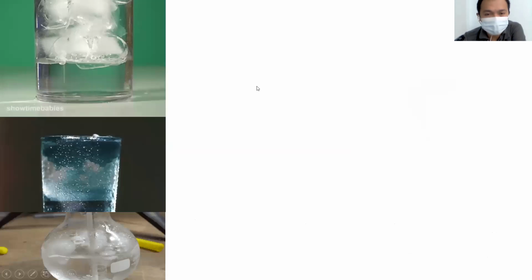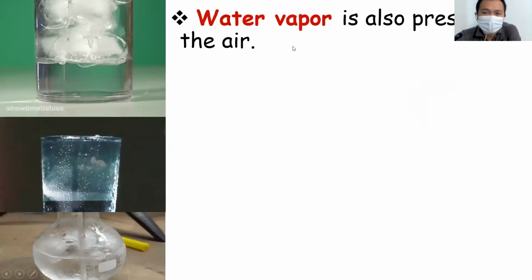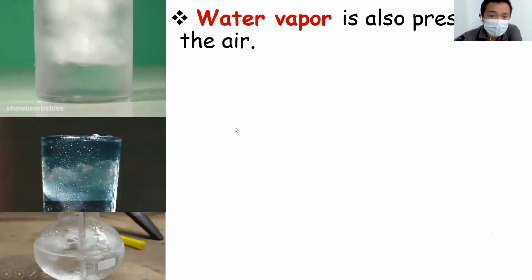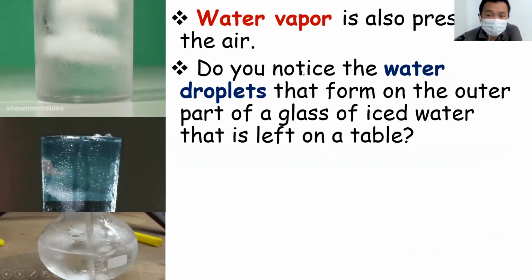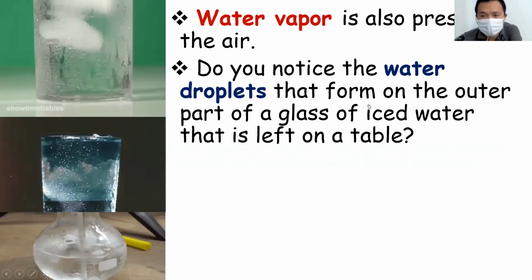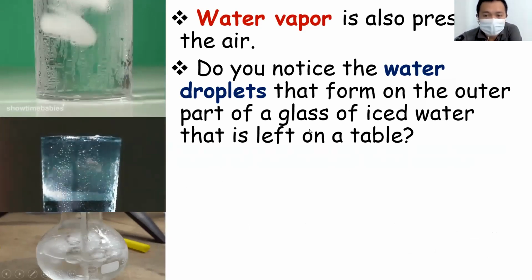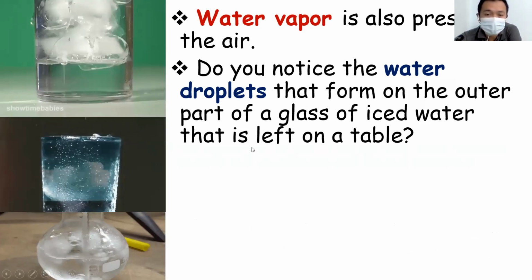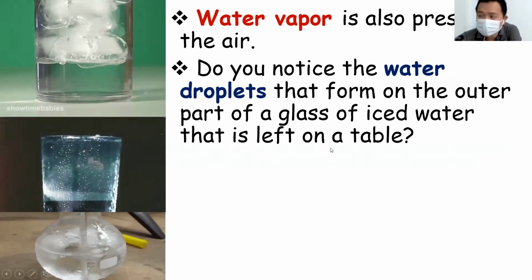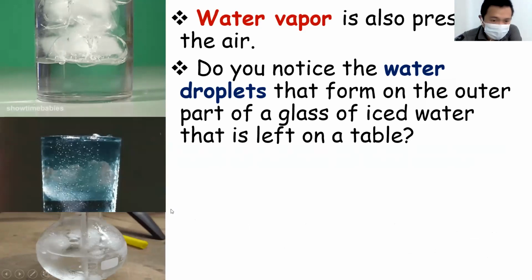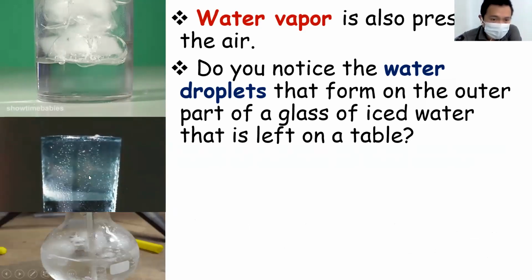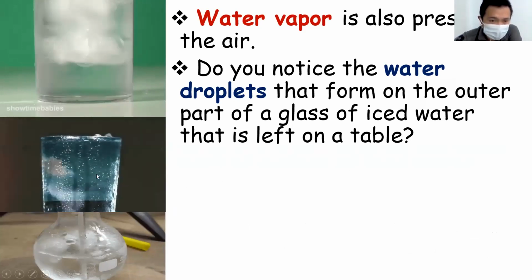So another one. The water vapor is also present in the air. Present in the air, the water vapor. For example, do you notice the water droplets that form on the outer part of a glass of iced water that is left on the table? Of course, we can see the water there. Can you see the water on the glass?